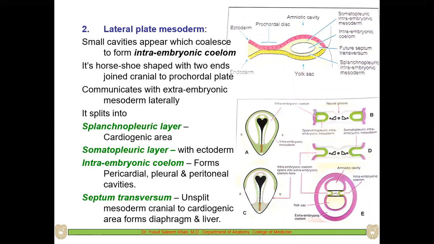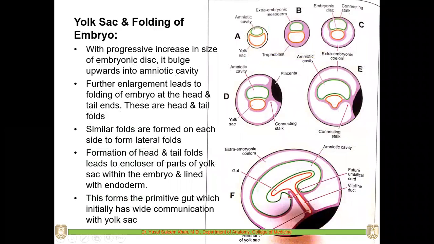Now slowly there is differentiation of the cells. Still they are not formed, but they will form in the future. So now they are determining which structure will form what. So this septum transversum, so here is the septum transversum, will later form the diaphragm as well as the liver. Okay, so this is till here.